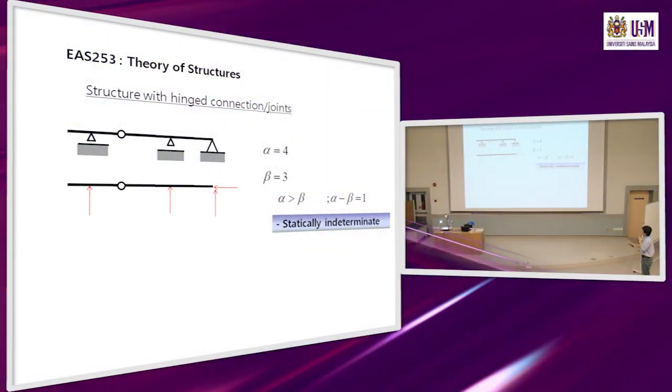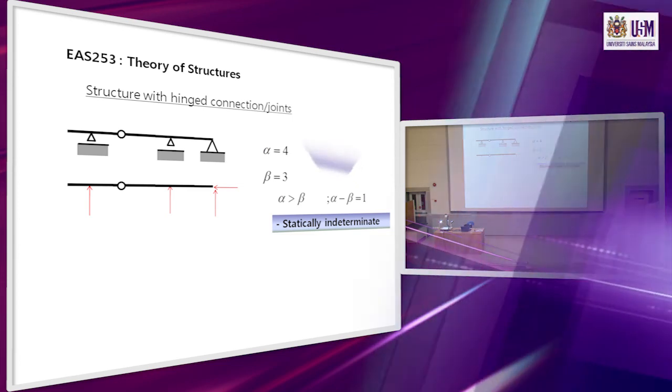Now we will get further on this. Now here, look at this. How many reaction forces, how many unknowns alpha? 1, 2, 3, 4. For the whole structures, the equilibrium equations are only 3. So we conclude 4 minus 3, because this is more than this, statically indeterminate. Alpha minus beta equal to 1.